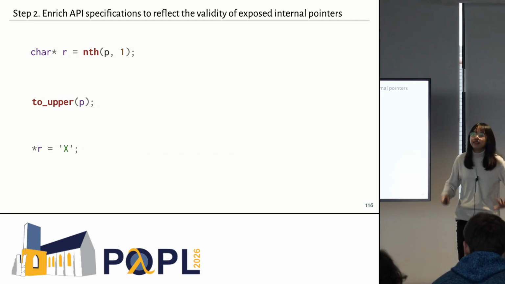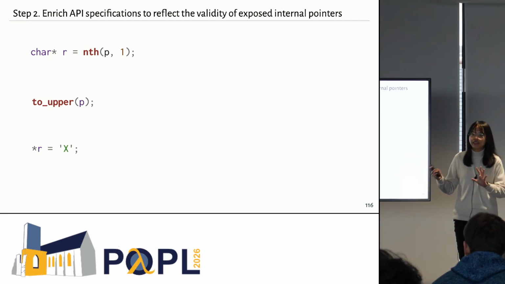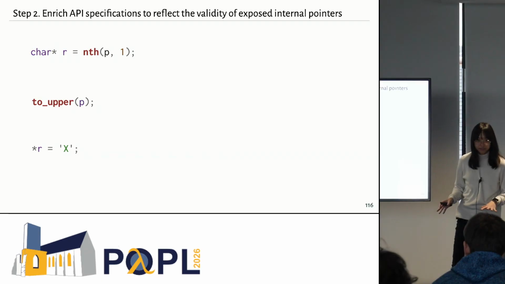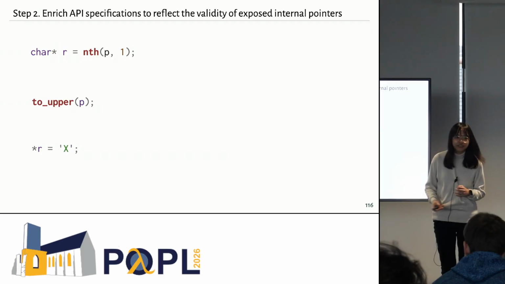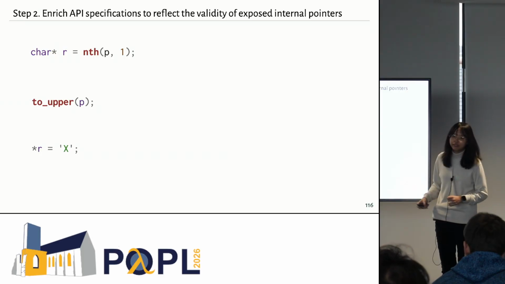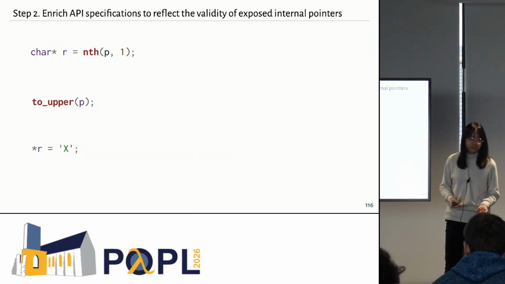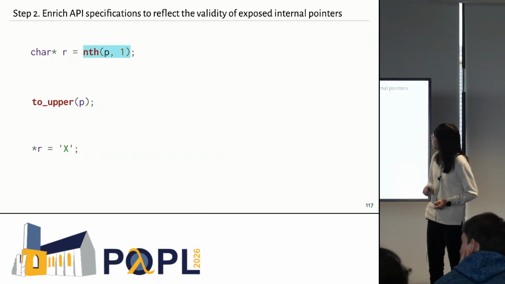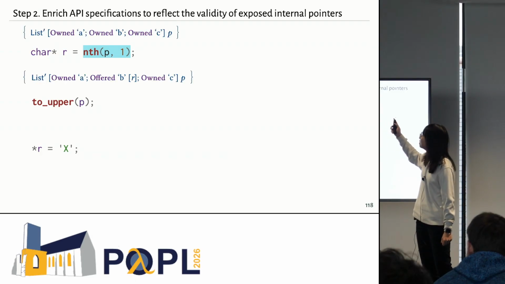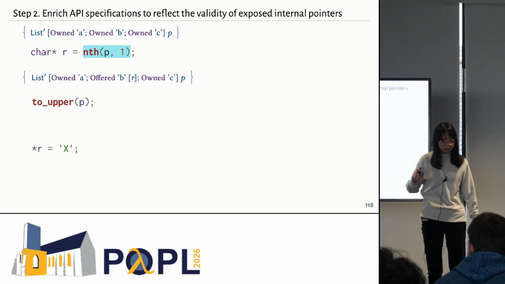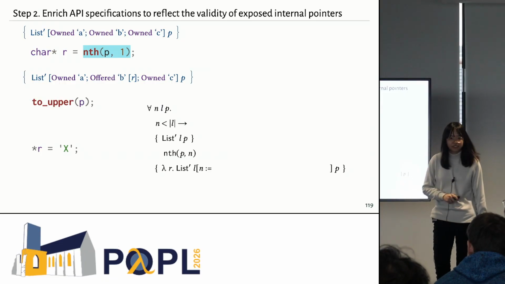And the second step, now we know how to refine the containers' representation predicate to capture these borrowing states. Now we are going to enrich the API specification to reflect the validity of these exposed internal pointers. So the first is the end function. We know that in our example, it converts the owned B to the offered B. So what does this specification look like?